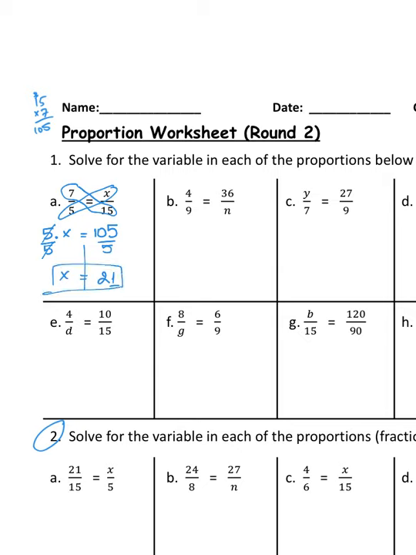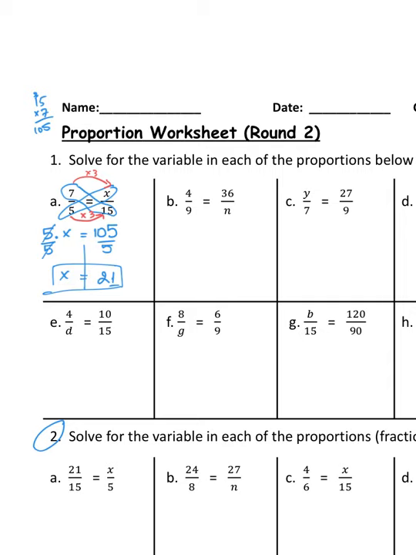Okay, and again, if you can do the fast way, you know that 5 goes into 15 3 times. So that means you do exactly the same for the top, 7 times 3 is 21, and you got x is 21. That works. But again, you need to show the work by drawing the arrow or doing cross multiply.